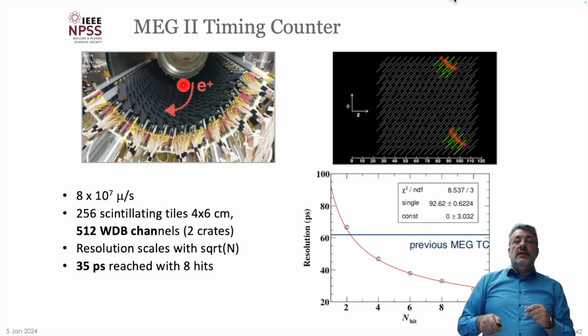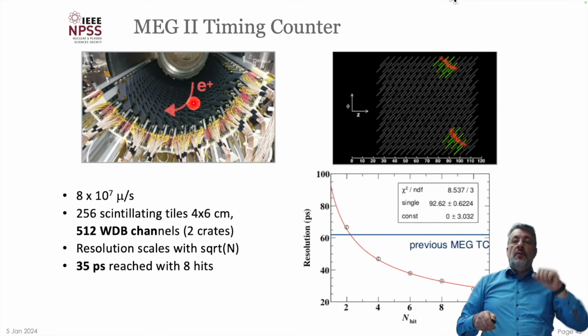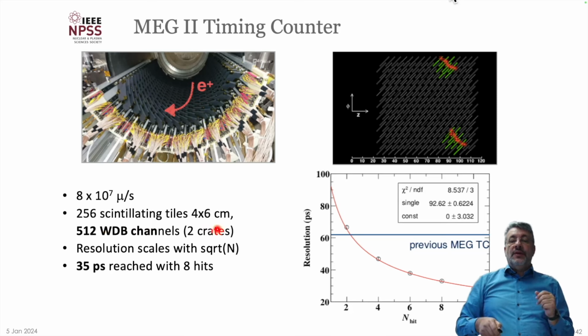So this shows here the MEG2 timing detector, which consists of 256 little tiles, 4 by 6 centimeter, made of plastic scintillator, and read out by 2 crates of 512 channels of the WaveStream board.